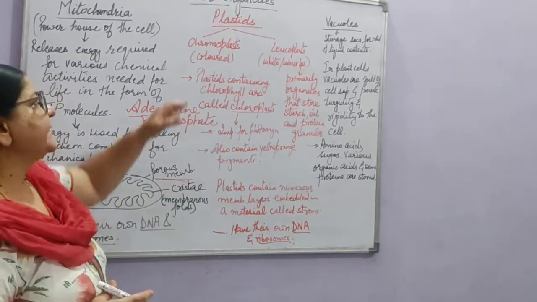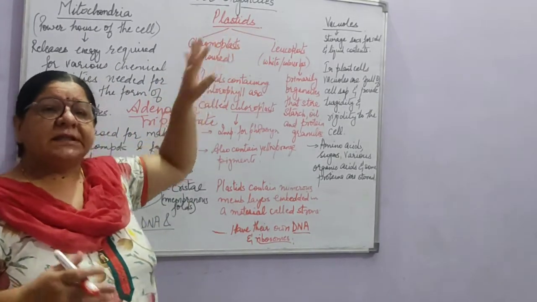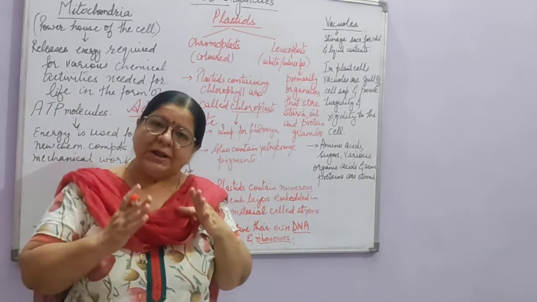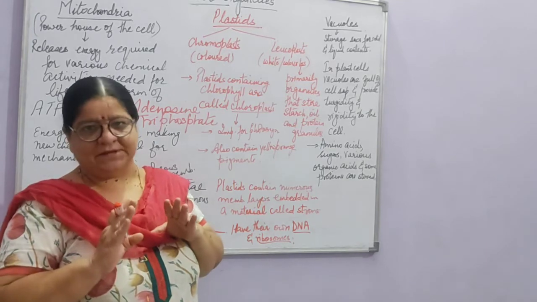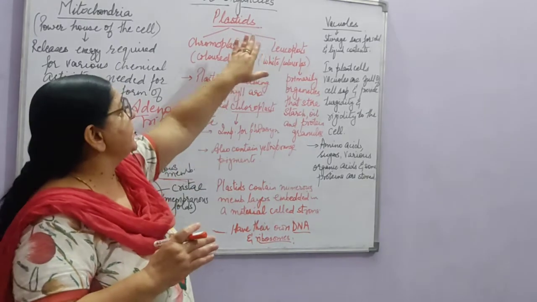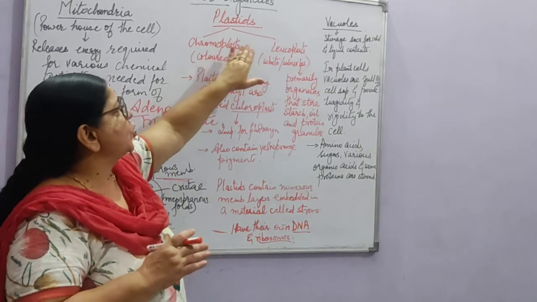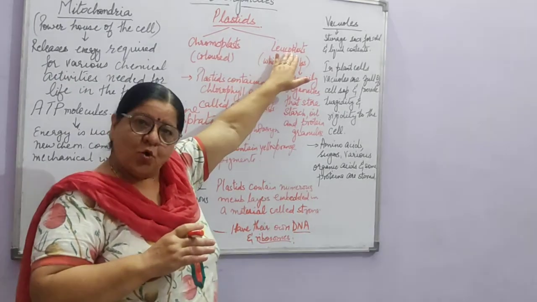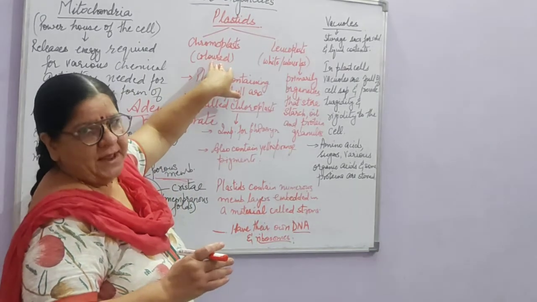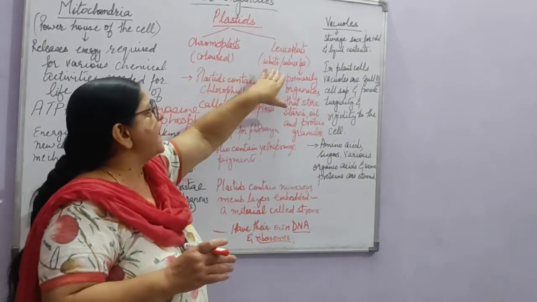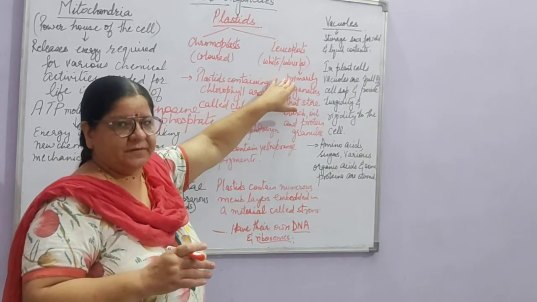right? Next is the plastids. Now these plastids are present only in plant cells, not in animal cells, right? They are present only in plant cells, and they are of two types, chromoplast and leucoplast. Chromoplasts are the colored plastids, and leucoplasts are the white or colorless plastids.